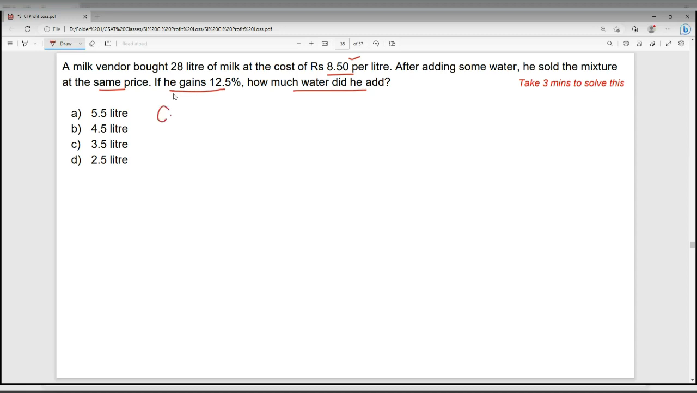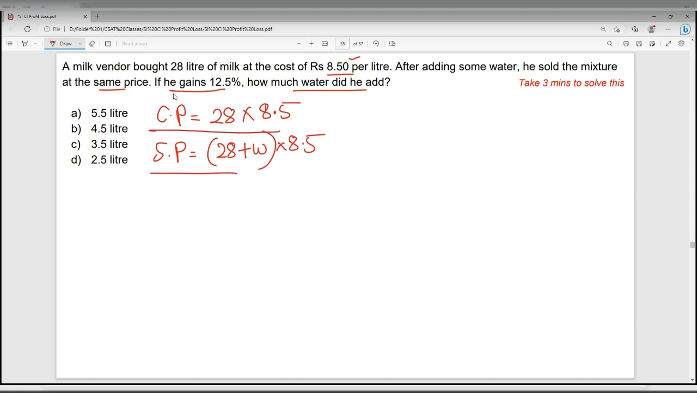So the cost price of this milk is 28 into 8.5, and the selling price we don't know. Let's take that he has added W liters of water. So 28 plus W is the total final quantity, and then he had sold it for the same 8.5 per liter. So this was the selling price, this was the cost price, and he gained 12.5%. So that 12.5% is equal to selling price minus cost price divided by cost price into 100.